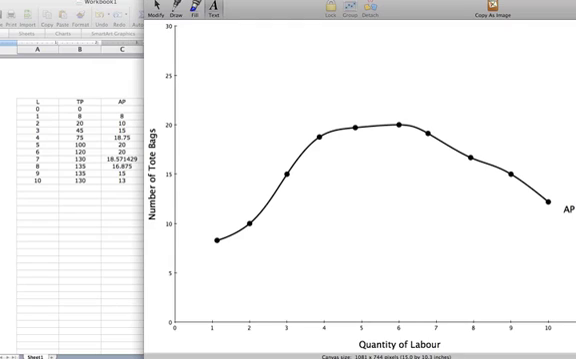Our workers are the most productive at our point of 5 workers and 6 workers because that's where our average product is at its maximum. We are getting the most productivity per worker.